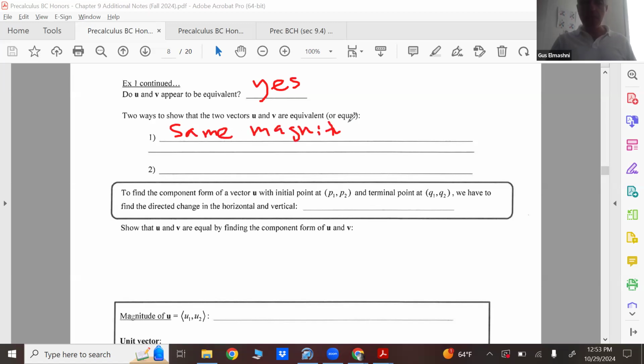Same magnitude and direction. Or let me rephrase that. Write each vector in component form.